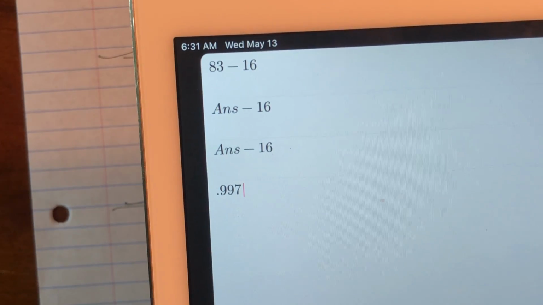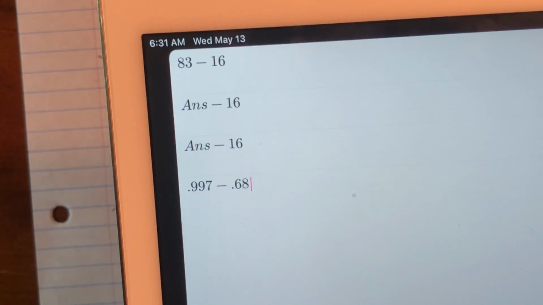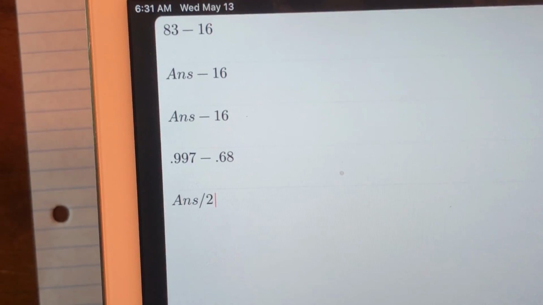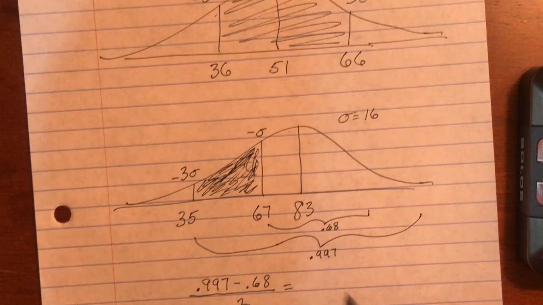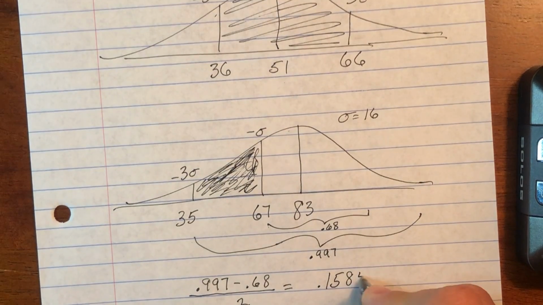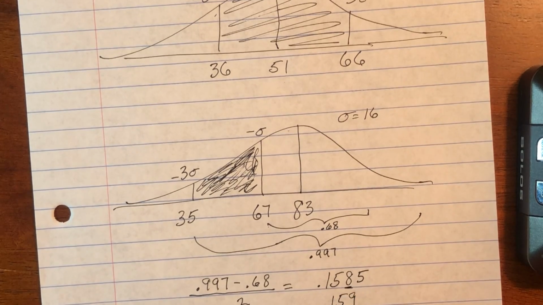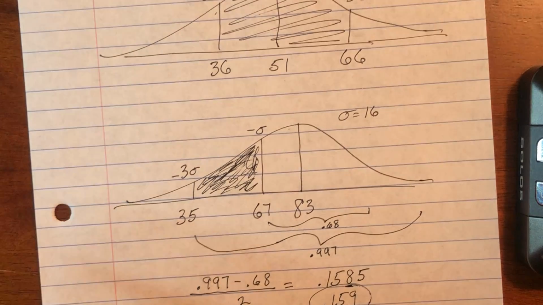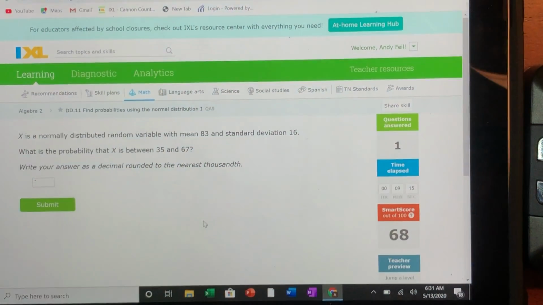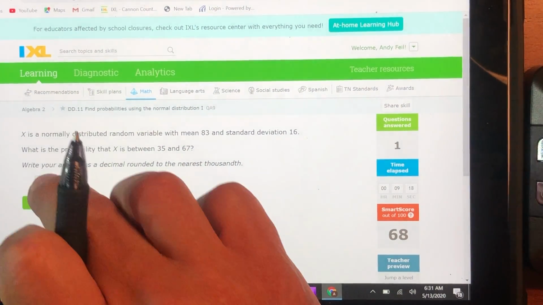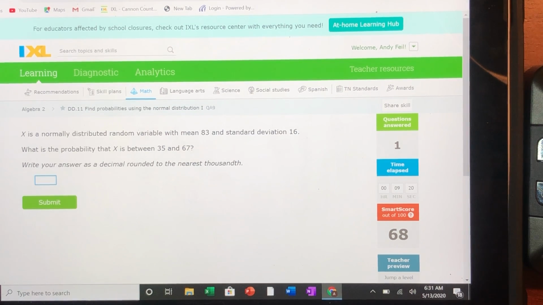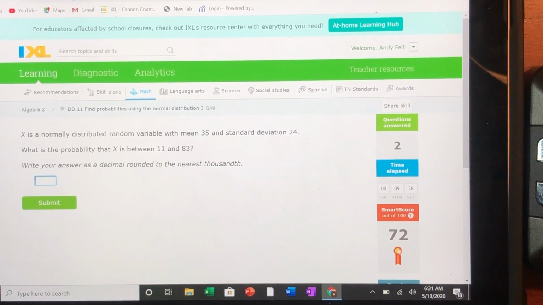0.997 minus 0.68. That comes out to 0.317. We're going to divide that by 2. And we get 0.1585. Now on the IXL, it says it wants to round to the nearest thousandth, so that would be 0.159. So for this problem, I'm going to type in, there it is, 0.159. So it really helps to draw a picture on each one.